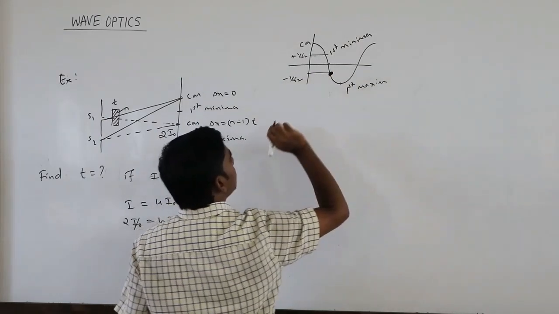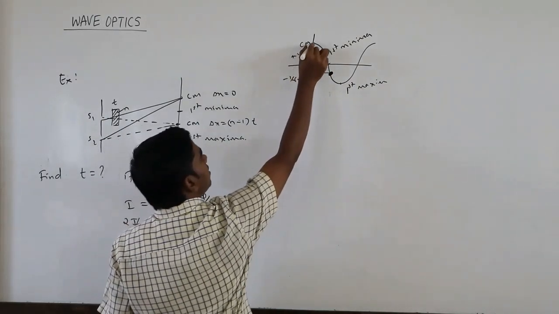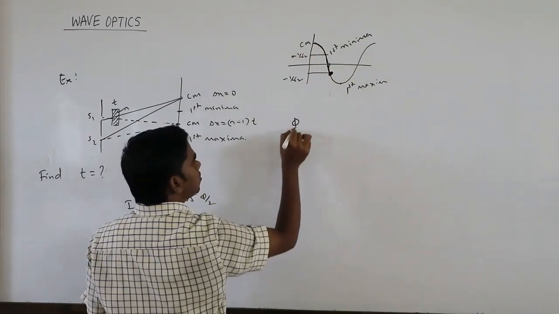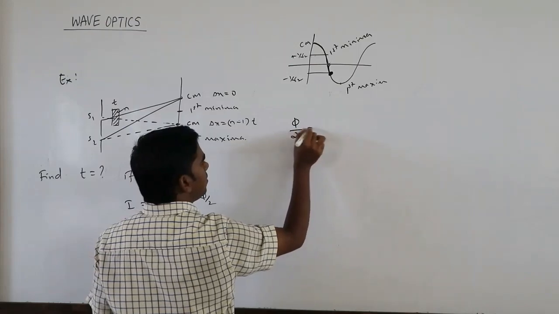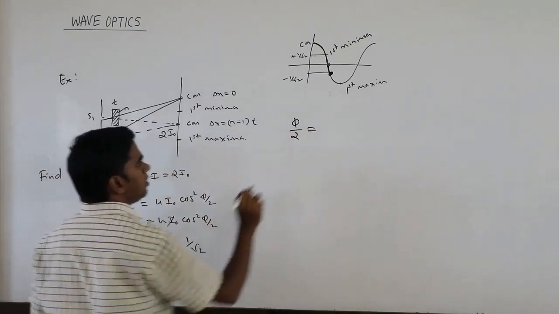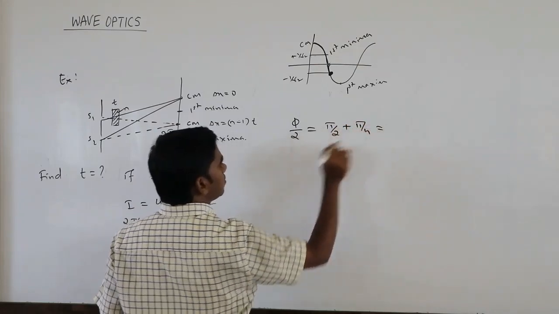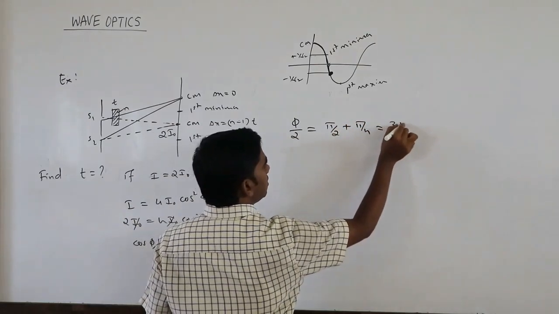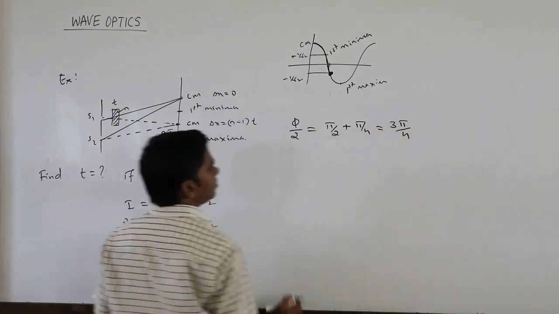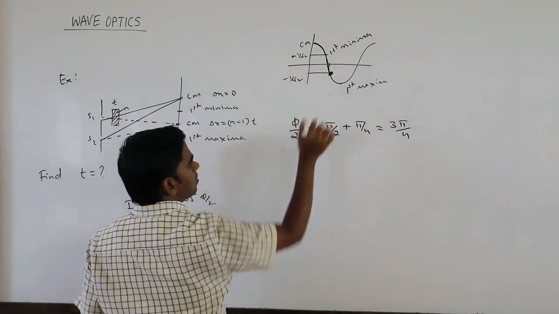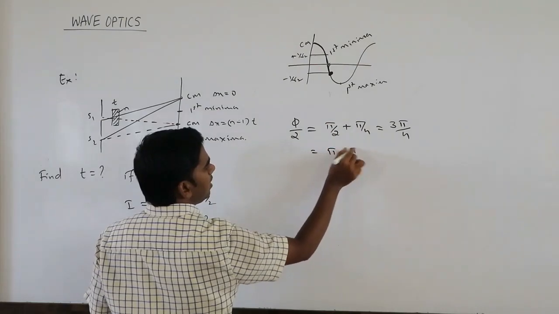So what is this value? From here to here it is pi by 2, and from here to here it is pi by 4. So the total phi by 2 is going to be pi by 2 plus pi by 4. So we will get it as 3 pi by 4. Or you can write pi minus pi by 4 also.